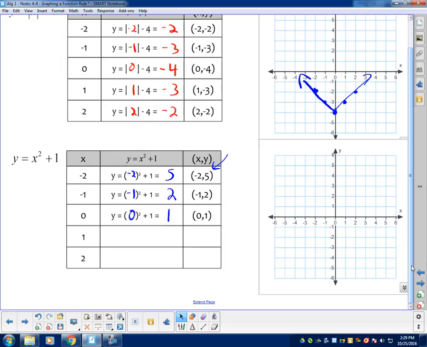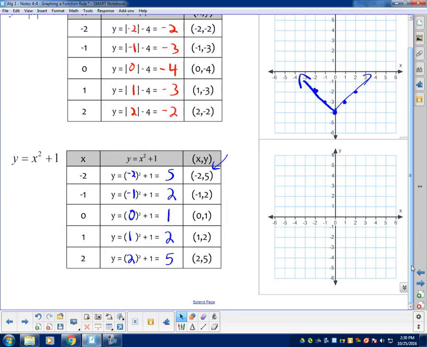Okay, the next one is 1. We plug in 1. 1 squared is 1. 1 plus 1 is 2. So 1 comma 2 is the next one. And then the final one. Plug in 2 in parentheses. Hold on. Try to keep up. 2 squared is 4. Oh, he's too fast. 4 plus 1 is 5. Good. So I'll leave that there so you can copy down the table.